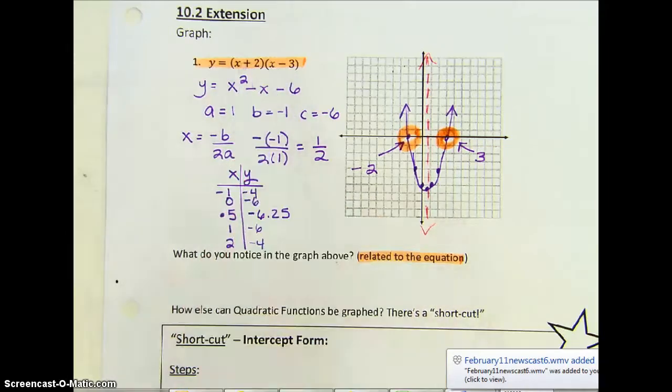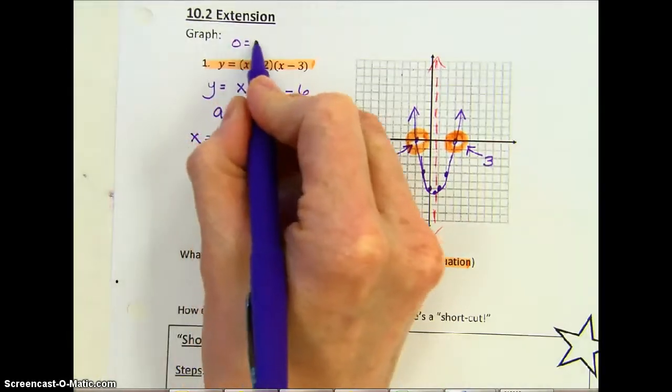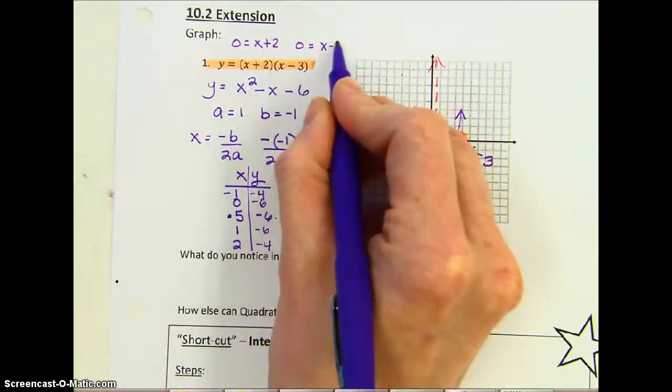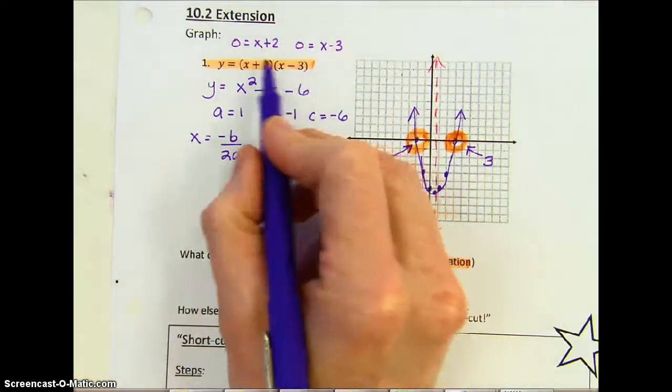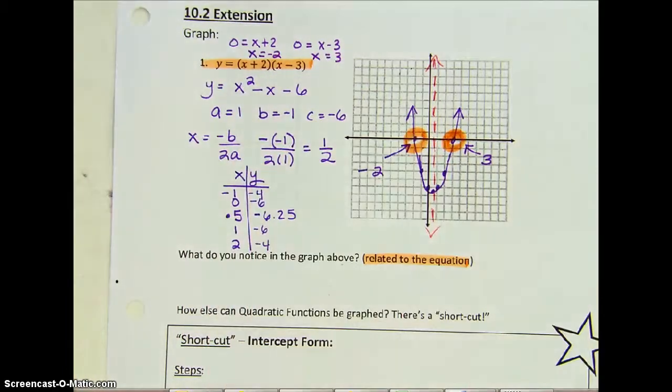So what made them cancel out? Like, what made them change signs? Well, if you recall, it was the zero product property. So if we replace y with 0, we can apply the zero product property. So x equals -2 and x equals 3.